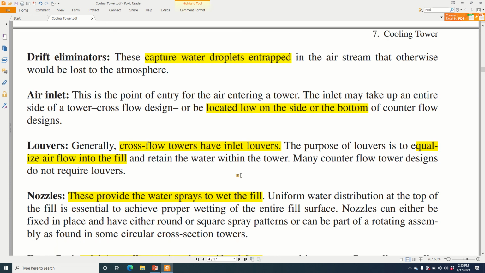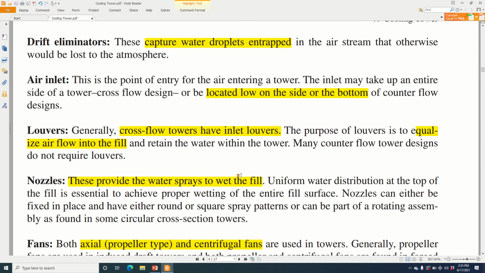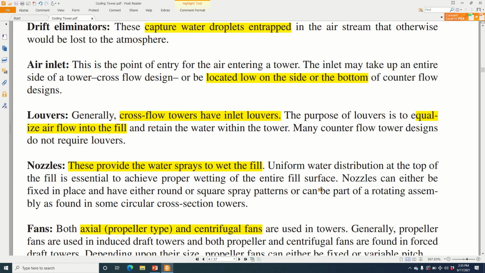cooling towers. The next component is called nozzles. Nozzles are used to spray the water to wet the fill. So basically it converts the water stream into small droplets to improve the heat transfer rate.